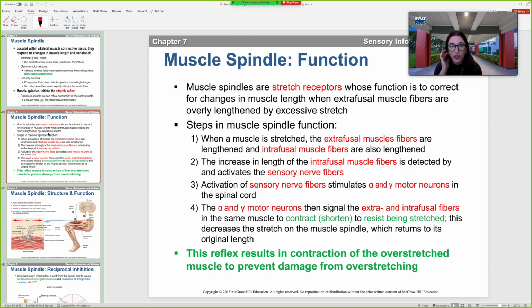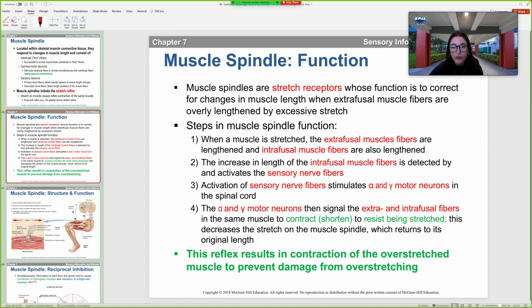So just going back, how does this work? Muscle spindles are stretch receptors whose function is to correct for changes in muscle length when extrafusal muscle fibers are overly lengthened by excessive stretch. Extrafusal muscle fibers, again, is just a fancy way of saying the muscle is stretched. So when the muscle is stretched, the extrafusal fibers are lengthened, the muscle itself is lengthened, and therefore the intrafusal fibers are also lengthened. We have the extrafusal and the intrafusal fibers. If the muscle gets stretched, it's going to stretch them all.